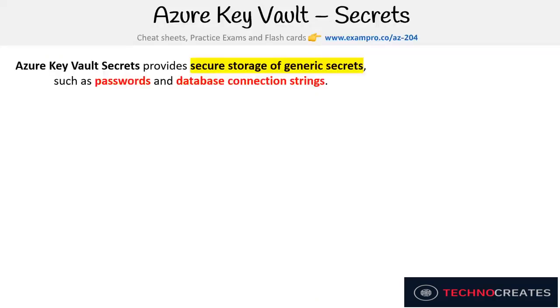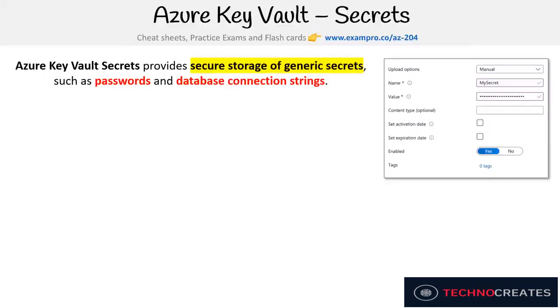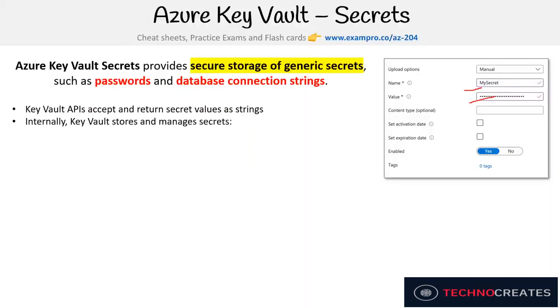All right, let's take a look at Azure Key Vault Secrets, one of the three offerings that Azure Key Vault has: secrets, keys, and certificates. Azure Key Vault provides secure storage of generic secrets such as passwords and database connection strings. Here's an example of the form: we have the name of the secret and the value. Key Vault APIs accept and return secret values as strings. Internally, Key Vault stores and manages secrets as a sequence of octets, so 8-bit bytes, with a maximum size of 25K bytes each. Yes, 25K, not 256.